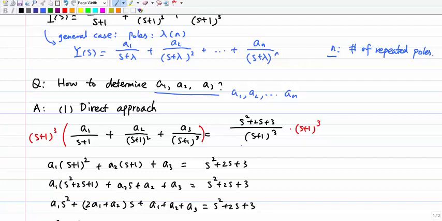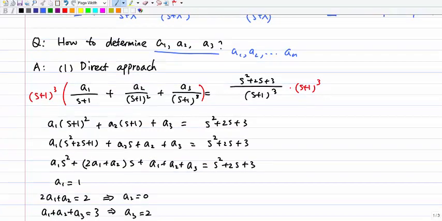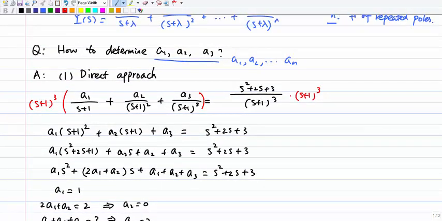Okay, now I just reverse to try to figure out what a1, a2 and a3 will satisfy this equality. That's called the direct approach. To find the solution, we multiply both sides by (s plus 1) cubed. We want to cancel out the denominator, so this way I can simplify.